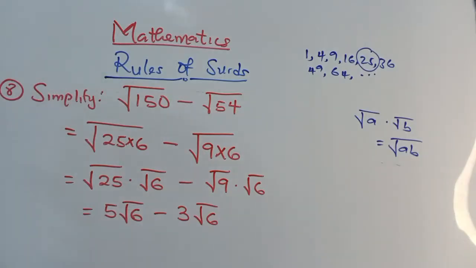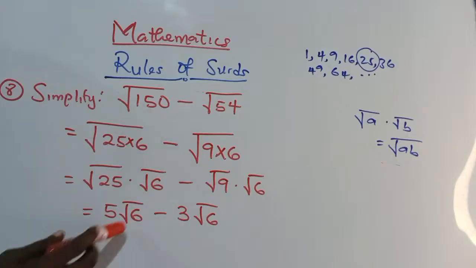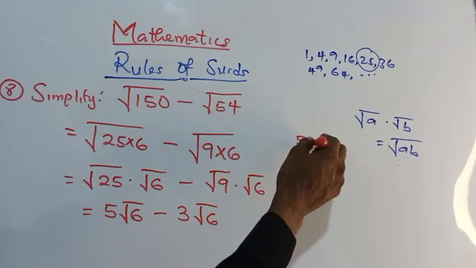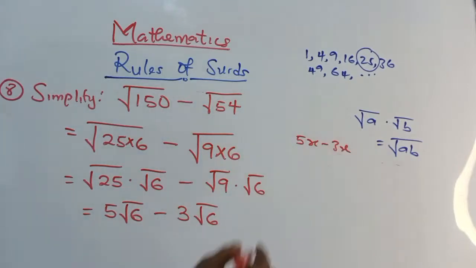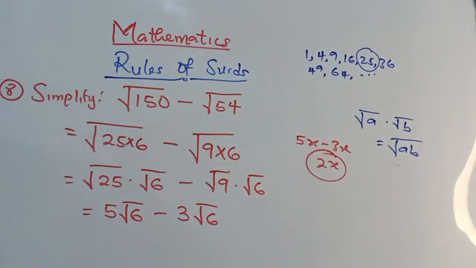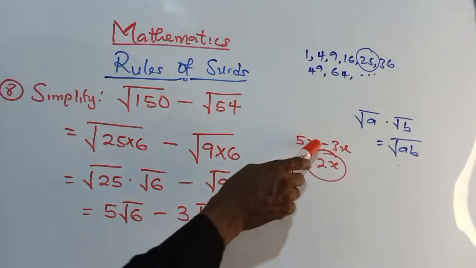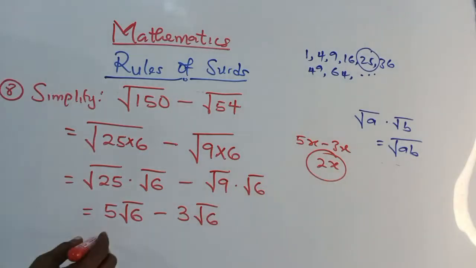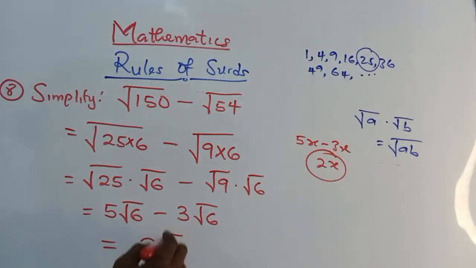So can we subtract 3 root 6 from 5 root 6? Yes. Root 6 is common, we can factor it out. This is the same thing as having 5x minus 3x, which will give us 2x, where root 6 is the same thing as x. So 5 root 6 minus 3 root 6 will give us 2 root 6, because they are like terms, both having root 6 in common. So the final answer is 2 root 6.